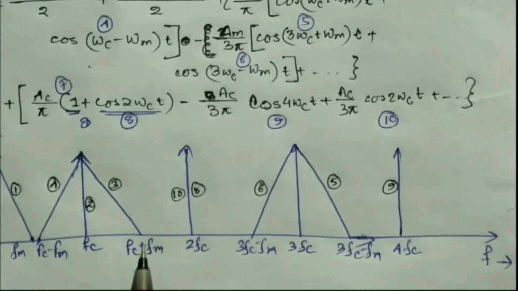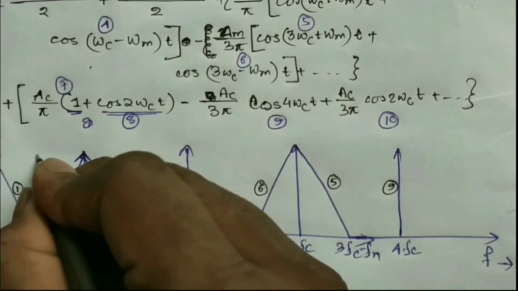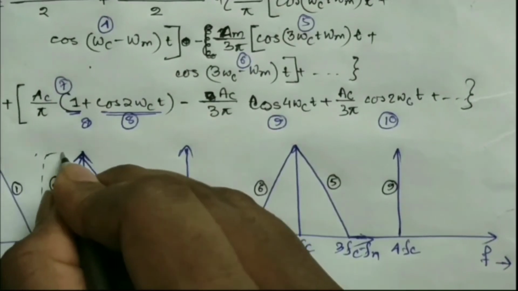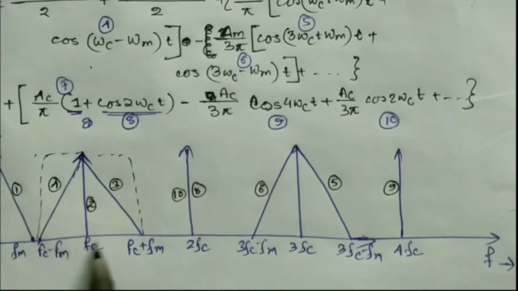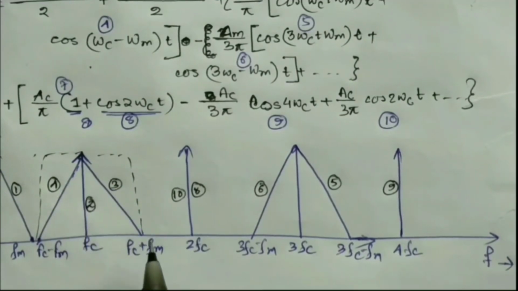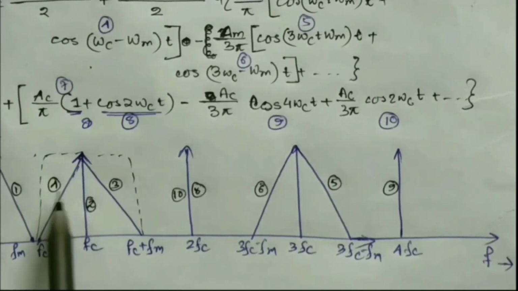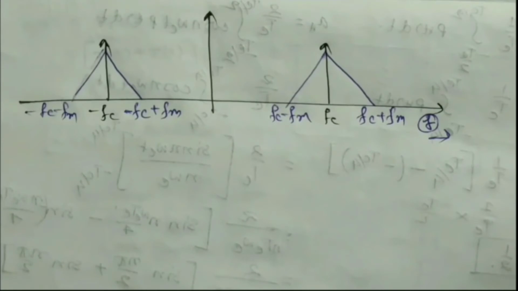Now when we pass this signal Vo(t) through the bandpass filter with characteristic frequency of omega c, signals in this frequency will get passed and the rest of the signals will get suppressed, and hence in the output we will get these three signals only. Hence the output frequency spectrum will look like this.